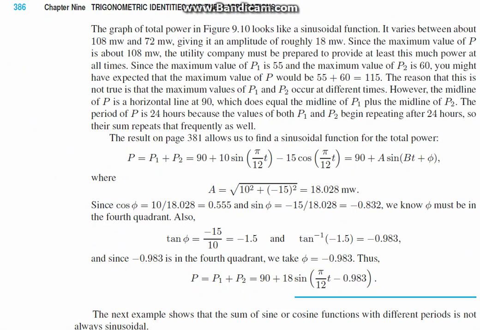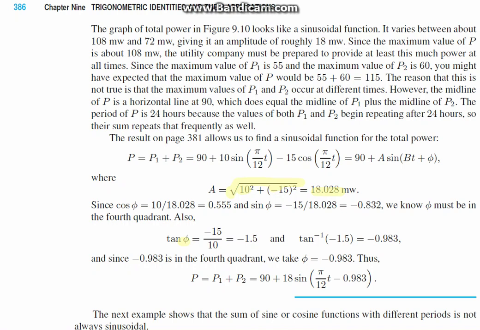First, finding the amplitude by squaring the coefficients of each sine and cosine, adding them, and square rooting. So that's going to be 18.028 megawatts. And how do we find phi, the angle of this trigonometric function? We're first going to take tangent phi, the coefficient of cosine over the coefficient of sine, so that is minus 15 over 10, which is going to equal negative 1.5, and therefore the angle phi is going to be negative 0.983.